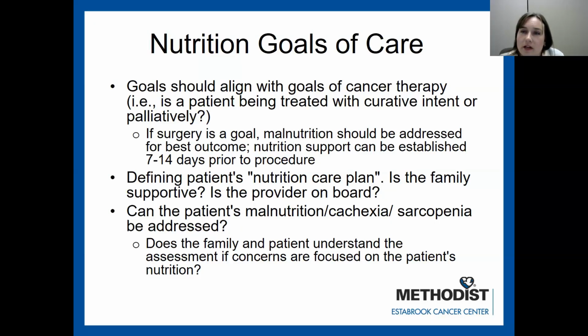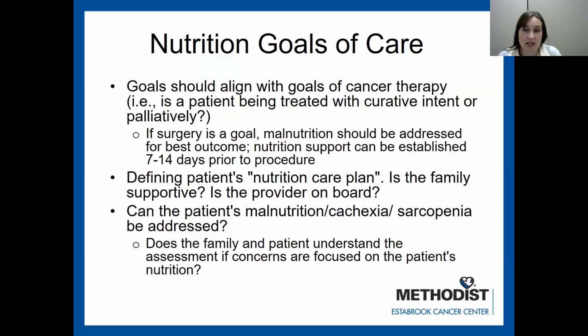So, nutrition goals of care. I know we're getting close on time here. The goals should align with the cancer therapy. So, how aggressive is this person being treated, and are we helping them from a nutrition perspective that's going to allow them to meet those treatment goals, get through treatment?